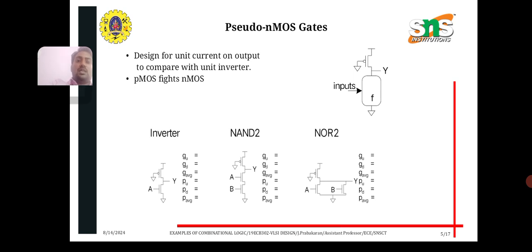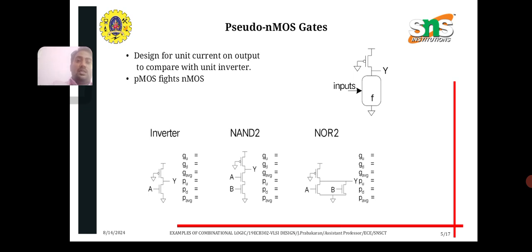Here you can see the inverter. Consider a simple pseudo NMOS inverter. Here you can see the inverter, NAND, NOR. Let us discuss the inverter. The PMOS transistor, which is always on, pulls the output to logic 1, and the NMOS transistor is controlled by the input. When the input is high, it pulls the output low, which is logic 0.